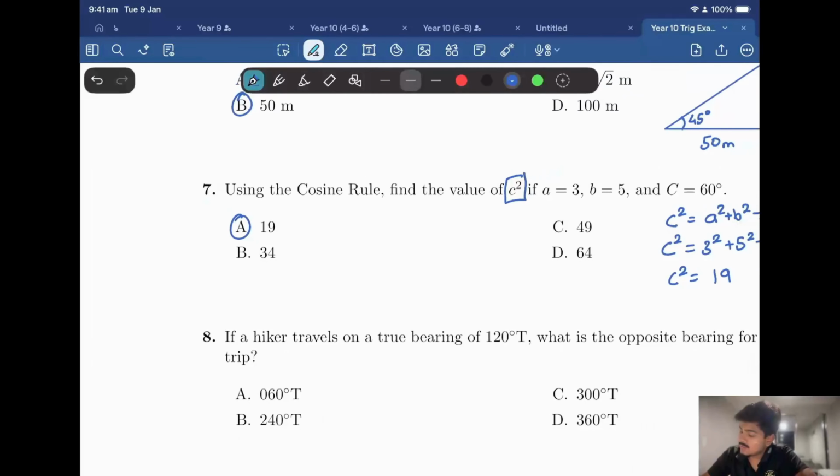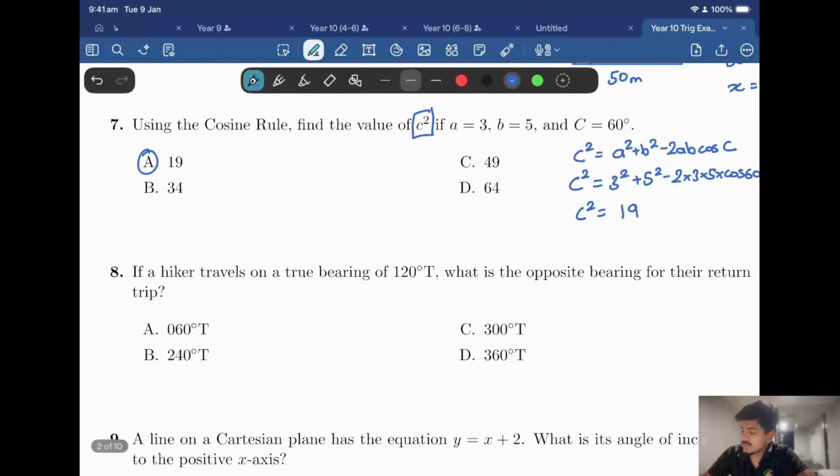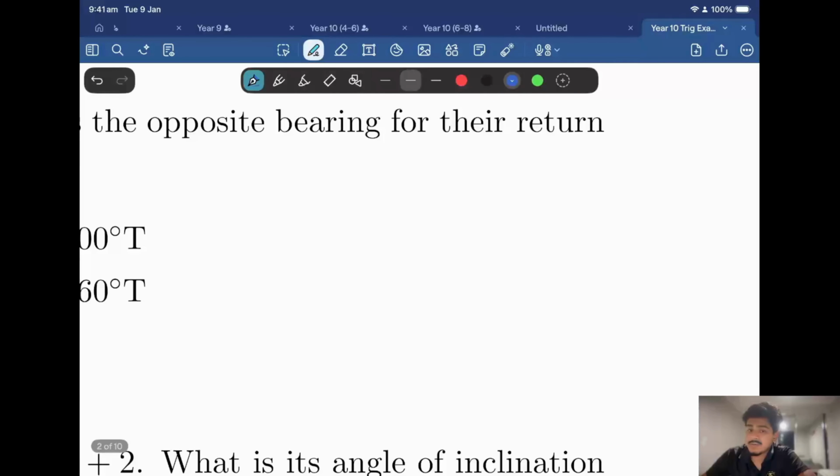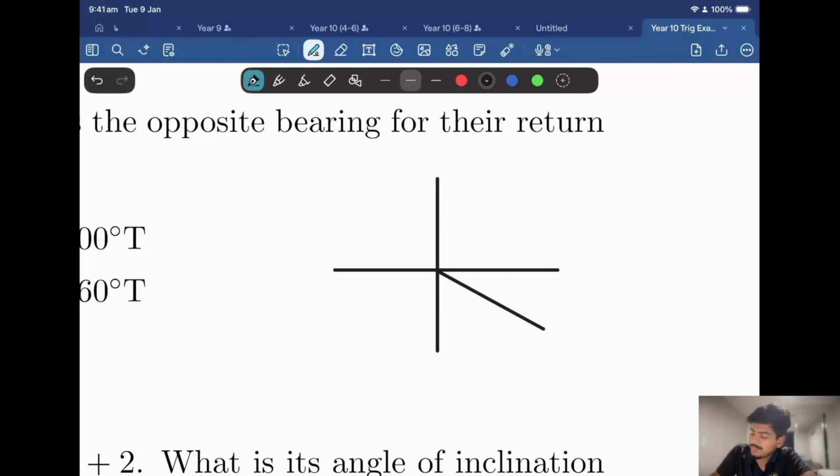If a hiker travels on a true bearing of 120 degrees, what is the opposite bearing for their return trip? Okay, this one is a nice one. So the hiker travels 120 degrees. First let's draw our compass rose. So he travels 120 degrees. Where would 120 degrees be? It's going to be in this quadrant. Okay, so this is 120.